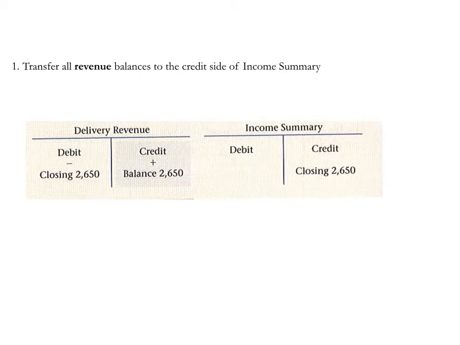So step 1, transferring all the revenue balances to the credit side of the income summary. We look at delivery revenue, which had a credit balance, because it's revenue, of $2,650. So when we transfer that money, we're going to add our closing entry in the debit side so that delivery revenue is now 0. Since delivery revenue was a credit, and we're debiting it for $2,650, we need to add a credit entry in the income summary for $2,650.